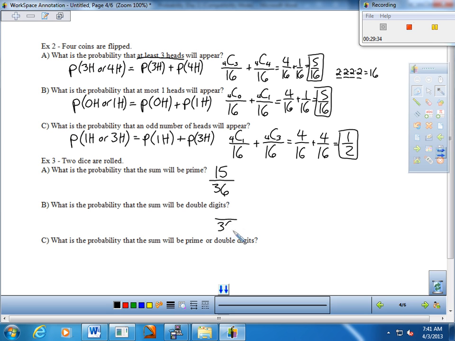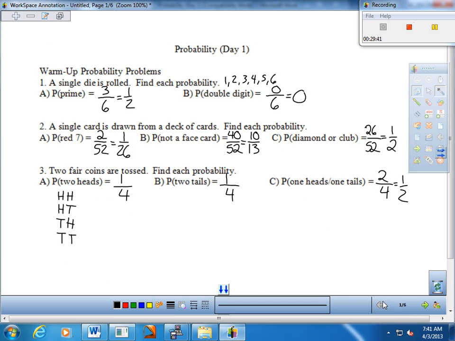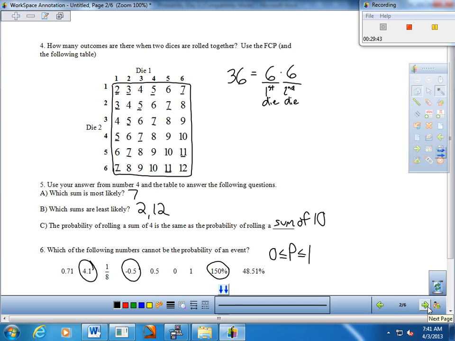All right, so 36 possibilities. Let's go back to that beautiful table. And again, you're welcome for putting that in. Here we go. How many of those sums are double digits? Let's see, right here, 1, 2, 3, 4, 5, and 6. Everyone okay with that? These are the sums that are double digits.